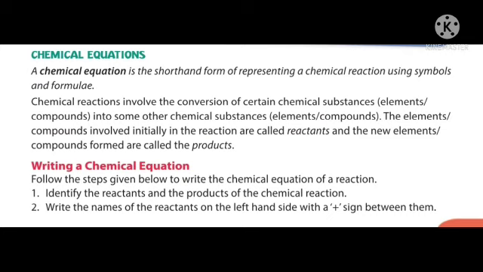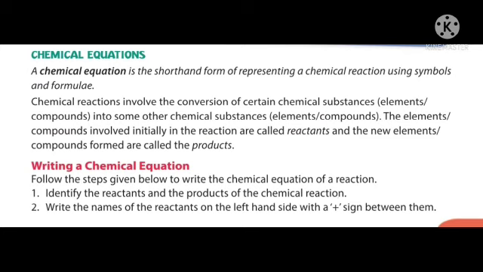What is called a chemical equation? A chemical equation is a shorthand form of representing a chemical reaction using symbols and formulae. You all know about symbols and formulas. So a chemical equation is the shortened form of representing a chemical reaction using symbols and formulae.